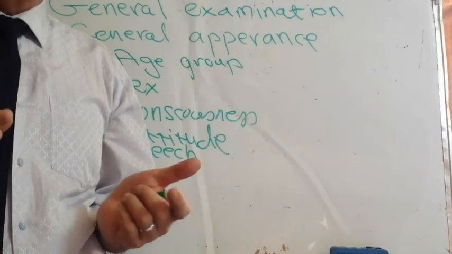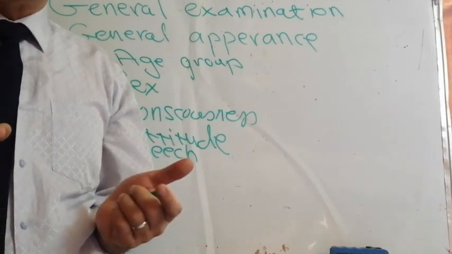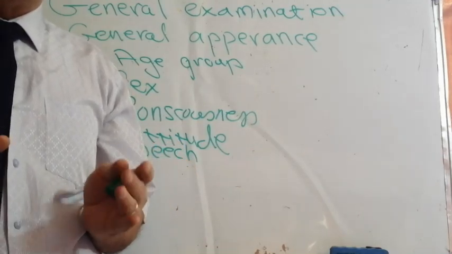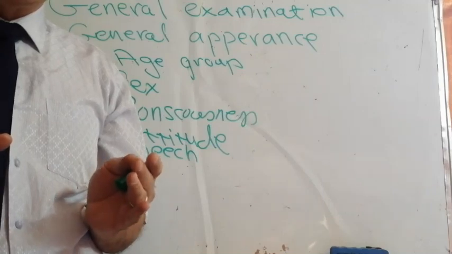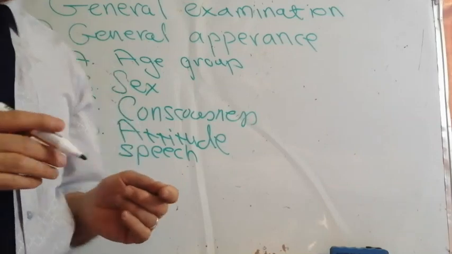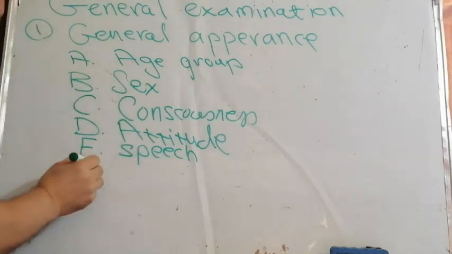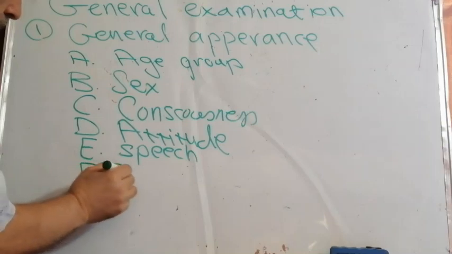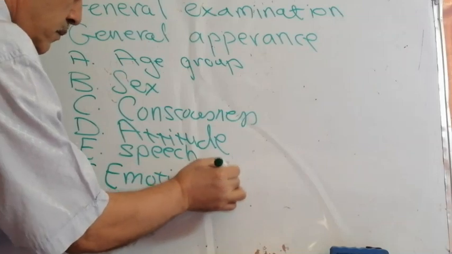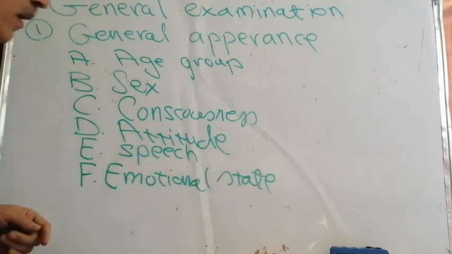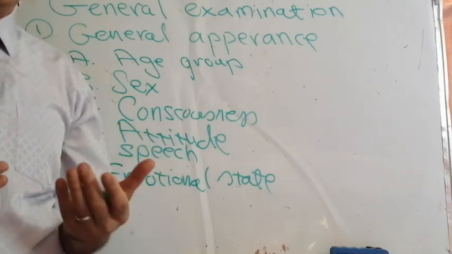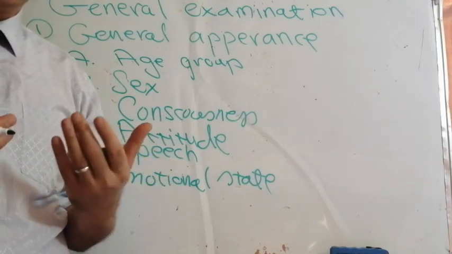The speech is important for us, especially post-operative after thyroidectomy. We want to check whether we have injured the recurrent laryngeal nerve from surgery. The patient will have hoarseness of the voice. F, emotional state. Emotional state means is the patient in pain or is the patient comfortable.